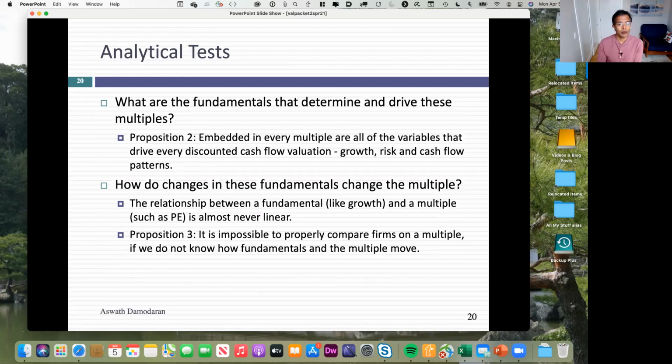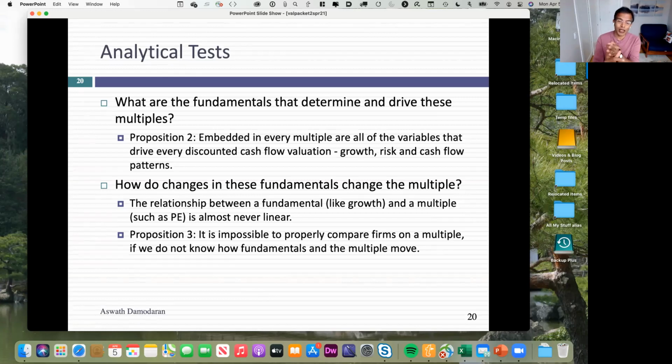With any multiple, there are two questions I want to ask and answer. What are the fundamentals that drive this multiple? And second, as those fundamentals change, how will the multiple change? Let me explain why this matters. Let's say you're comparing PE ratios across 20 companies. As I said, you can't just pick the company with the lowest PE ratio, right? Because strange things could be happening. You're saying, what do I need to control for?